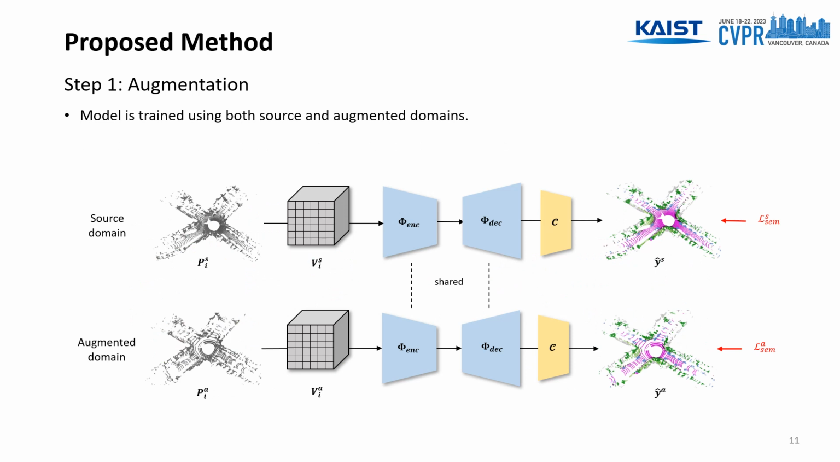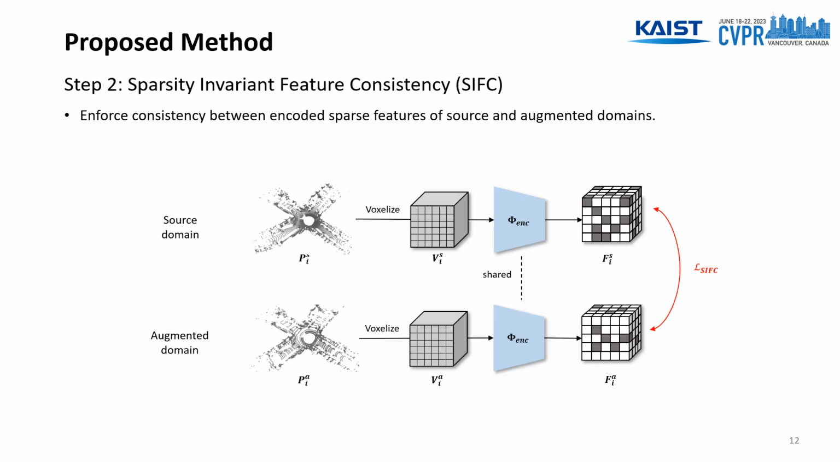Now we can make a framework that utilizes both the source domain and augmented domain. Point clouds from both domains are voxelized and fed to the shared semantic segmentation model, but we still need additional constraints because this framework cannot ensure the process of learning sparsity invariant features. Next is step 2, where we propose the sparsity invariant feature consistency, SIFC, to learn sparsity invariant features.